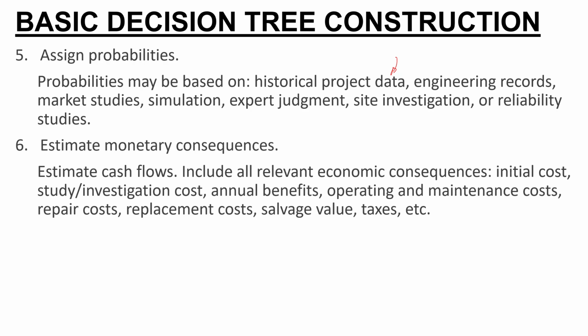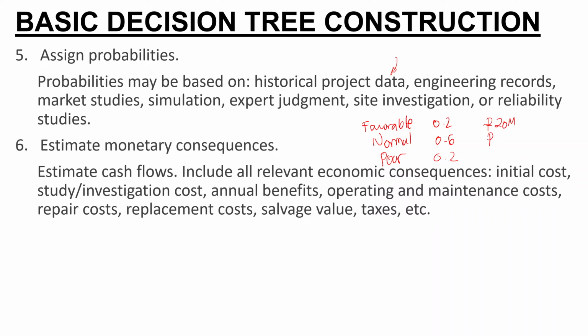Then afterwards, you estimate monetary consequences. Like in the EMV discussion, right? We have, let's say, if the outcome is favorable, then normal and poor, and then let's say you have a 20% favorable, 60%, and 20%, we assign economic outcomes. Let's say if the site conditions are favorable, you might have a profit of 20 million.